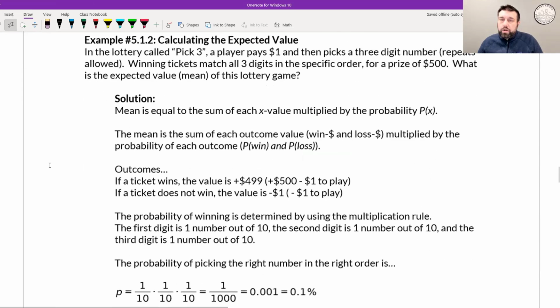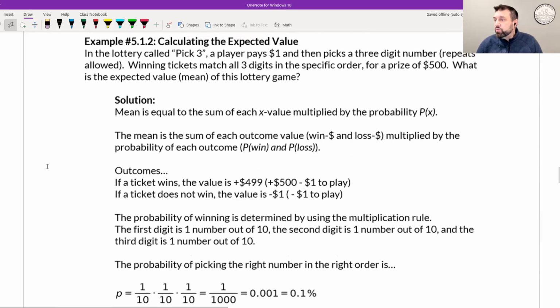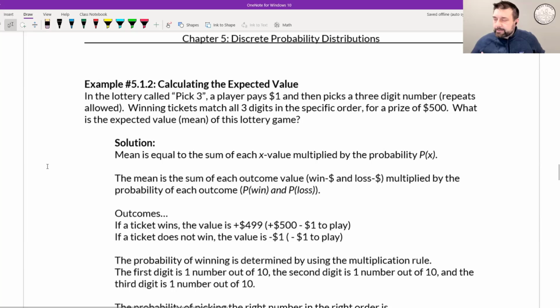Let's take a look at one application of this. So what is one way that you could apply the mean? This is an example called expected value. So if you are playing a lottery game, you might want to know, over the long run, are you expected to make money or are you expected to lose money? What is the average over the long run expected value of this game that we're going to play? Okay, and so let's go through this example really quick.